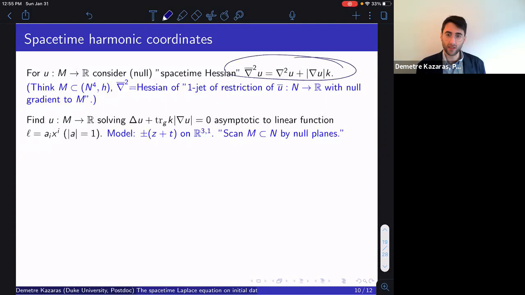Okay, so taking the trace of this space-time Hessian, you get a null space-time Laplace equation. Just take the trace of that operator and set it equal to 0. That's the usual Laplacian plus, now we're taking the trace of the norm grad u times k. Well, that's just trace k times norm grad u. You want this to be equal to 0. This should be the right equation which reflects k. In other words, it's kind of a Laplacian which uses the connection coming from the ambient manifold N.